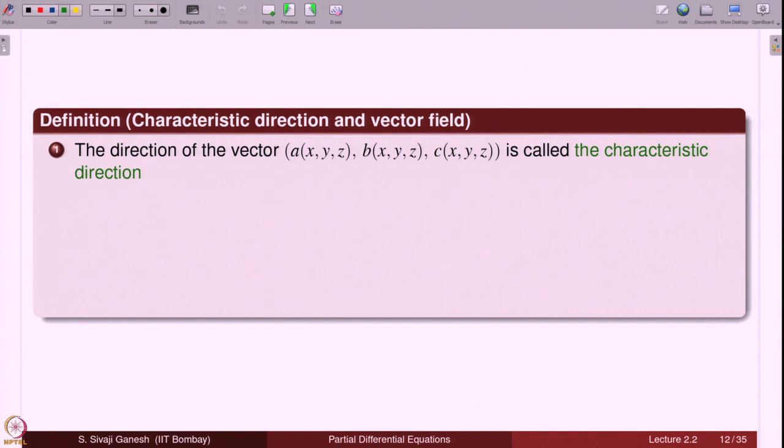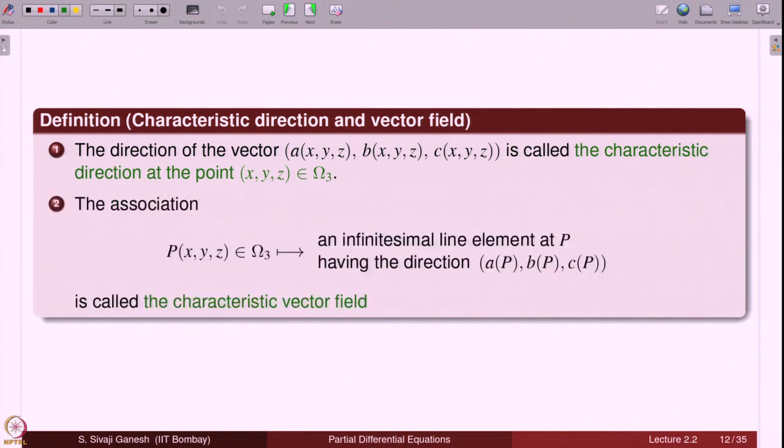Now, we are going to define characteristic direction and vector field. The direction of the vector ABC is called the characteristic direction at the point xyz in omega 3. Now, take a point in omega 3 and associate at that point an infinitesimal line element having this direction ABC. This association is called a characteristic vector field.